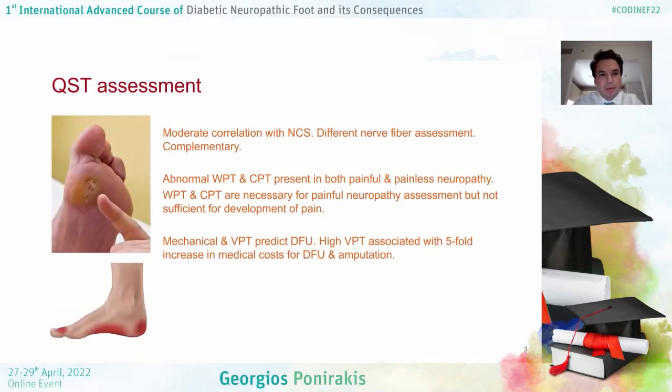Now, it has a moderate correlation with nerve conduction studies because they assess different nerve fibers, and therefore these two assessments, nerve conduction studies and QST, are complementary. I should say abnormal warm and cold perception thresholds present in both painful and painless neuropathy. It means that warm and cold perception testing are necessary for painful neuropathy assessment, but they are not sufficient for the development of pain.